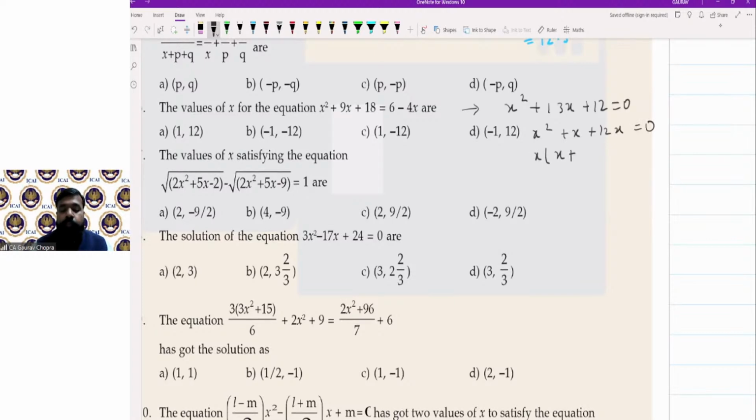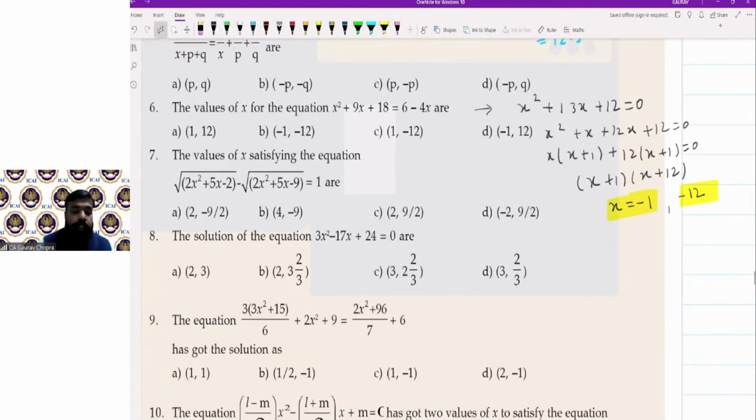So x square plus x plus 12x is equal to 0. x will be common, x plus 1, and here we can take 12 as common. So again x plus 1 equal to 0. So we are getting x as 1 negative and 12 also negative. So this we are getting as the answer. So we can check options. Option B. Yes, option B is the correct answer.